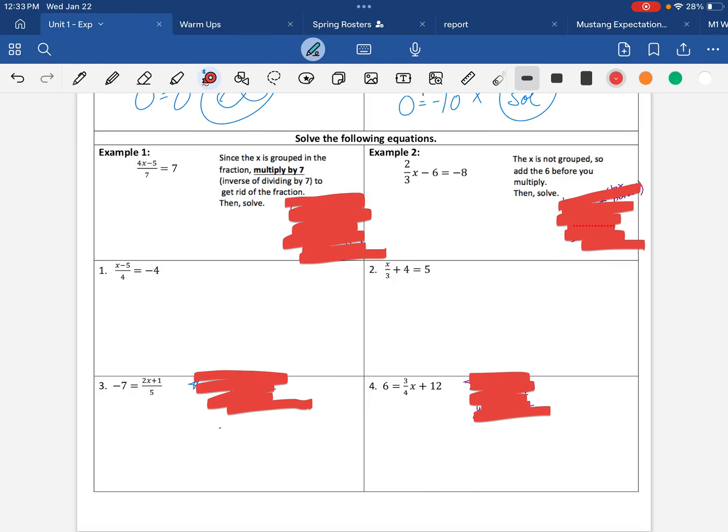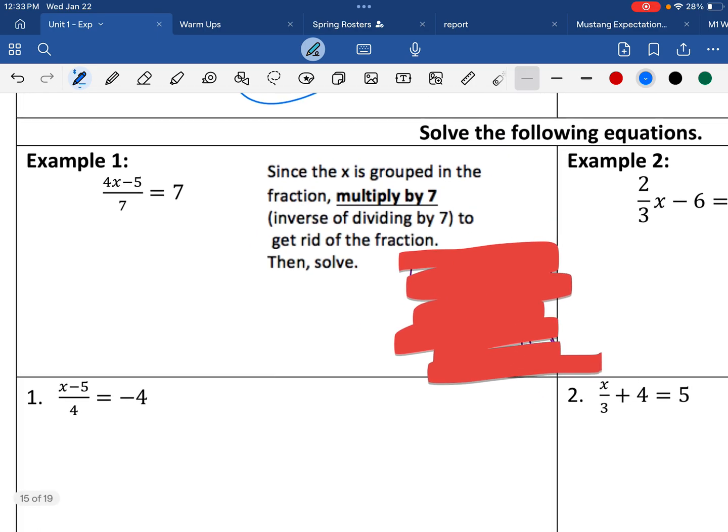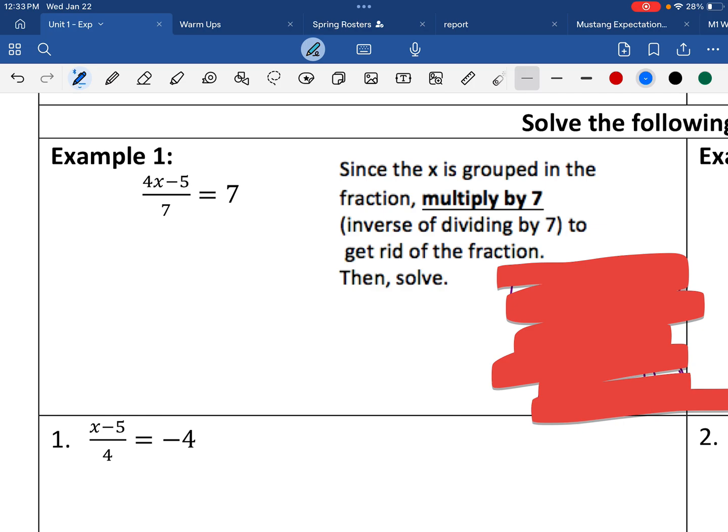Everybody. So we are going to continue talking about solving equations, but right now we are going to focus on just specific examples with fractions. Okay, so let's look at this example number 1. We have (4x minus 5) over 7 equals 7.